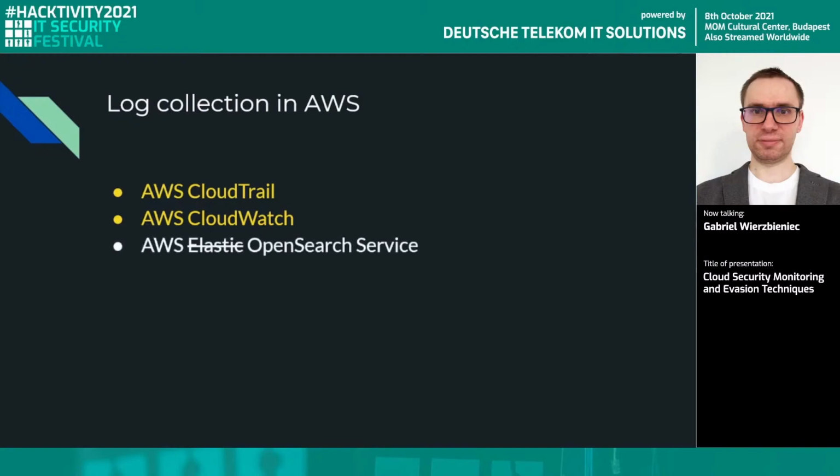We can also use Elasticsearch, I mean the OpenSearch service. It used to be Elasticsearch, but now Amazon is maintaining their own fork of Elasticsearch. So the AWS OpenSearch service is going to be useful for sure for people who are familiar with the ELK Stack, so Elasticsearch, Logstash, Kibana.